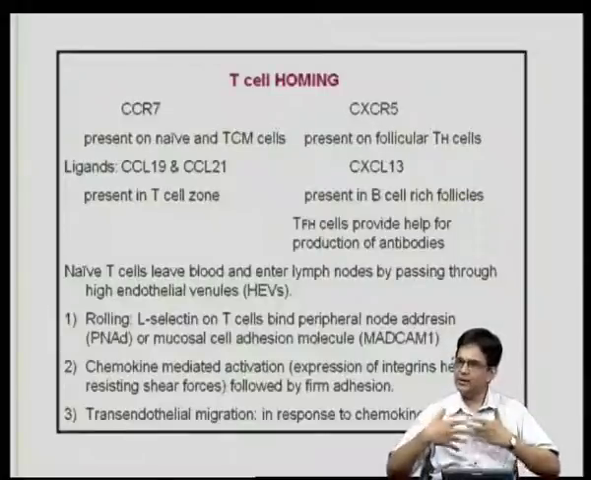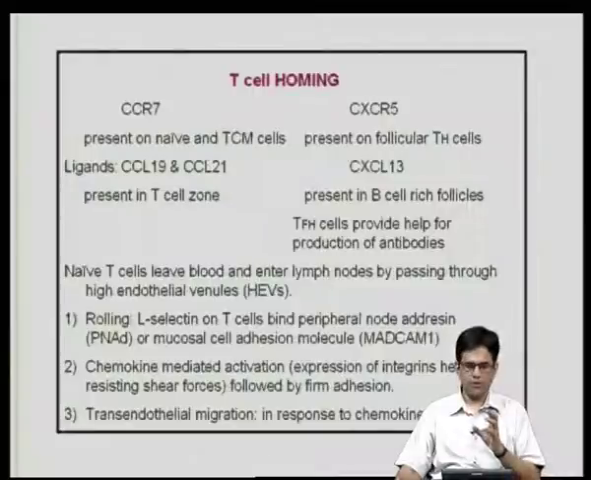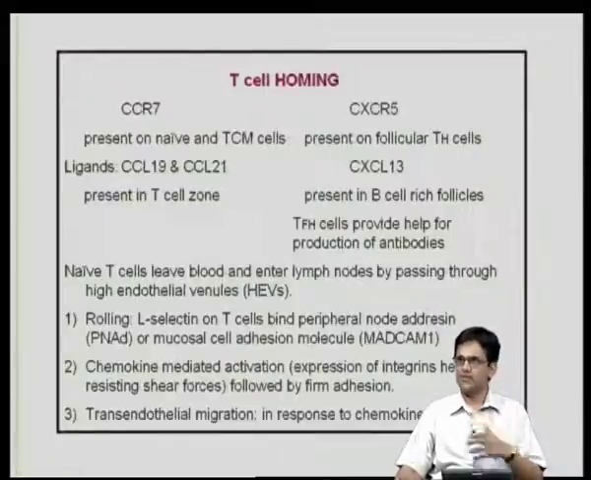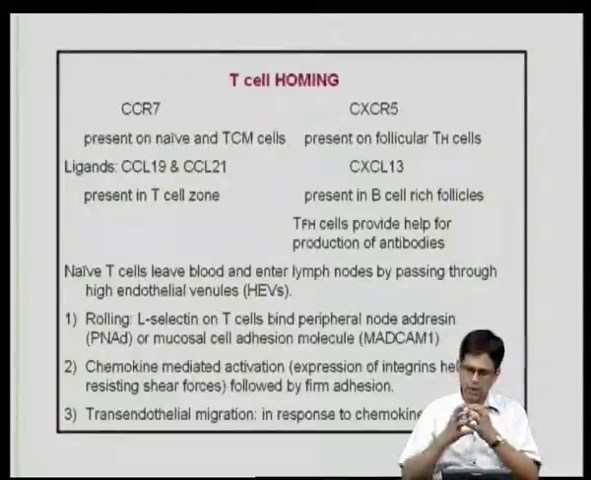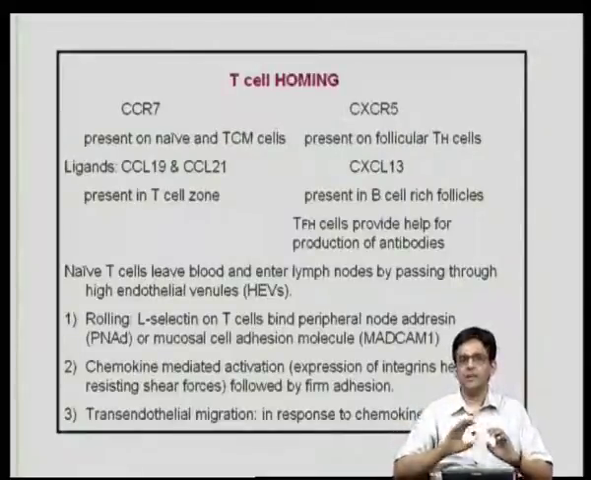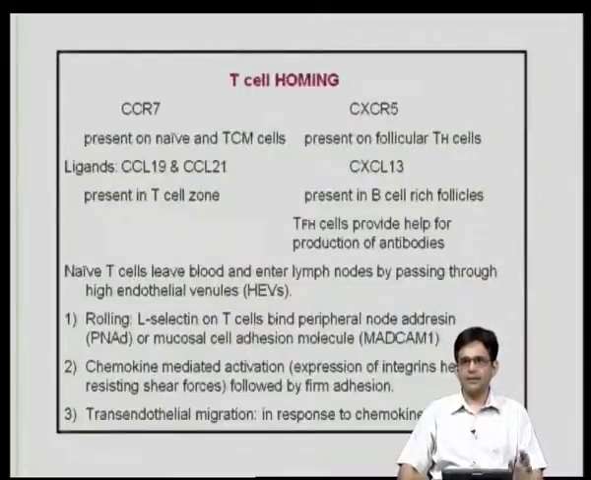Because initially you have rolling, these cells roll, and what happens over here is L-selectin on T cells binds to these peripheral node addressins or the mucosal cell adhesion molecules on the HEVs. And once you have this binding, this is a sort of a signal, then you have chemokine mediated activation, you have expression of integrins that resist the shear forces, and this is followed by firm adhesion. Subsequently, you have trans endothelial migration, so that the T cells can now enter the lymph nodes through the HEVs. So that is what helps them. And over here clearly CCR7 plays a very important role in this process.